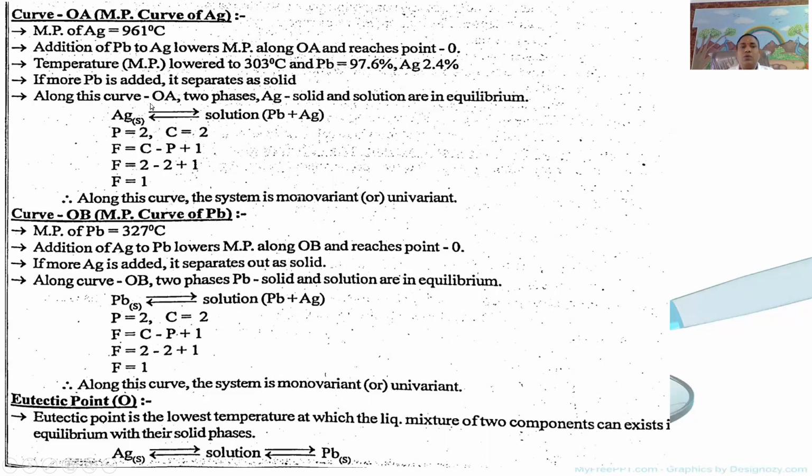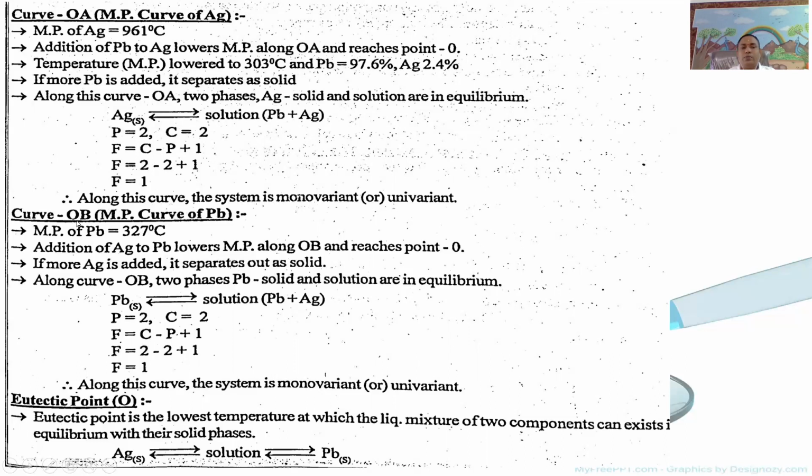Along this curve OA, two phases, solid silver and solution, are in equilibrium. That is, solid silver and liquid silver-lead. Here the number of degrees of freedom required to explain any point on the OA curve based on the reduced phase rule is F equal to C minus P plus 1, F equal to 2 minus 2 plus 1, F equal to 1. This means along this curve the system is monovariant or univariant.